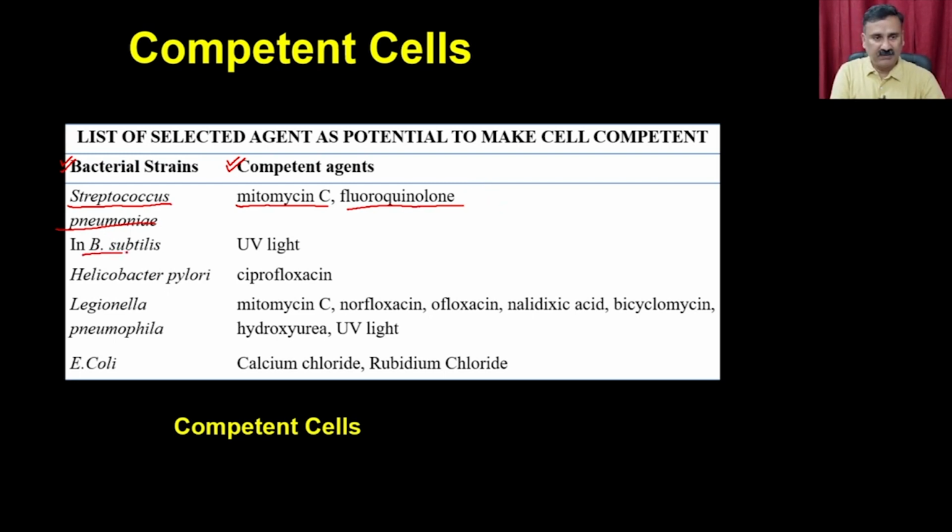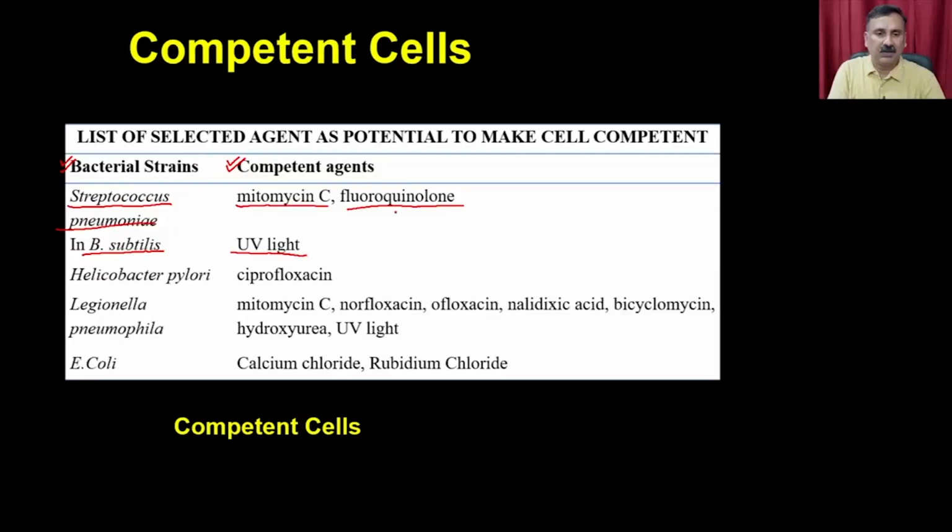Similarly, you have Bacillus subtilis. You treat the cells with UV light, and that changes the surface chemistry, and that's how they become competent cells. In the case of Helicobacter pylori, the bacterium which is responsible for ulcers, the cells are treated with ciprofloxacin. Ciprofloxacin is an antibiotic. Okay, so the treatments are different because the surface chemistry is different. The physiology of each particular bacterium is different.